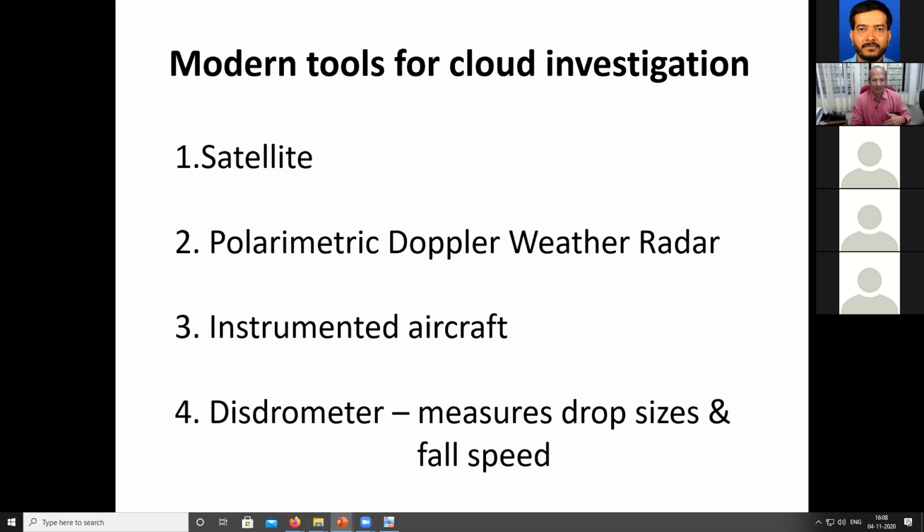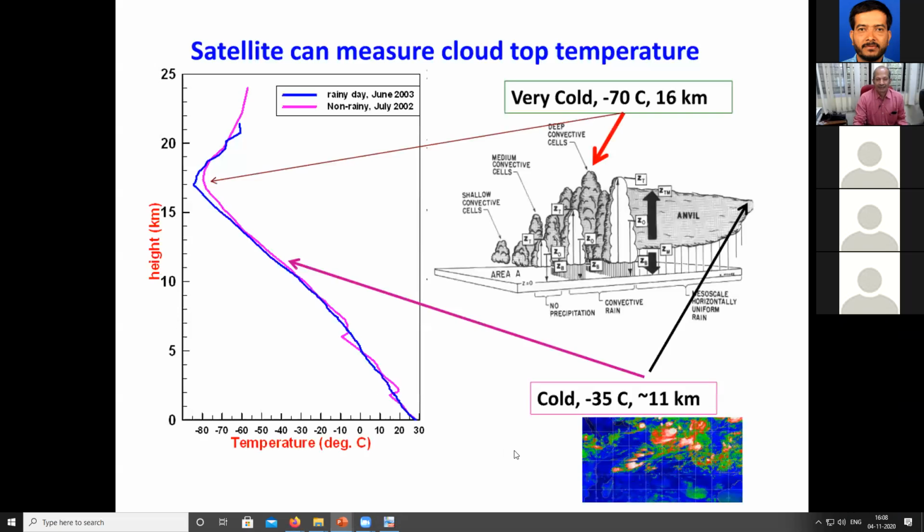So when I look at the problem at all this, since there is lack of time, I'm only going to touch on a few of the topics. You can use satellites. What are the modern tools for cloud investigation? You can have polarimetric Doppler weather radar. You have instrumented aircraft, distrometers that measure the drop sizes and also the fall speed. This is at the ground. Now, satellites, they basically measure cloud top temperature, especially when you look at the infrared brightness temperature.